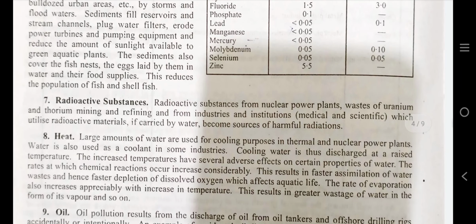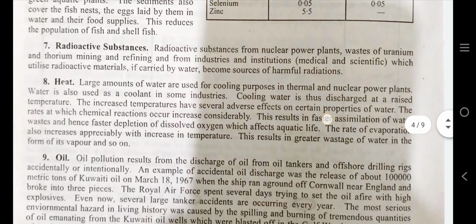Number 7 is radioactive substances. Radioactive substances from nuclear power plants, wastes of uranium and thorium mining and refining, and from industries and institutions which utilize radioactive materials, if carried by water, become sources of harmful radiations.